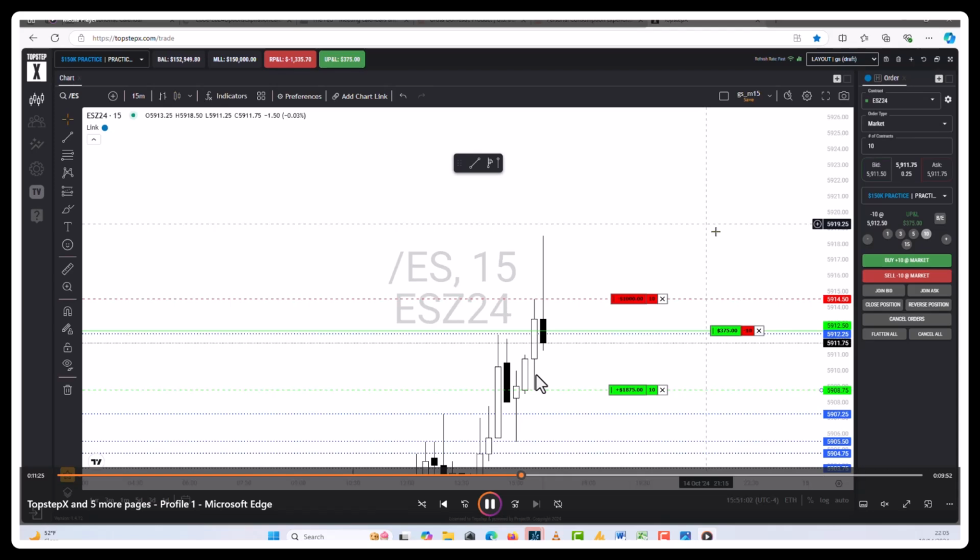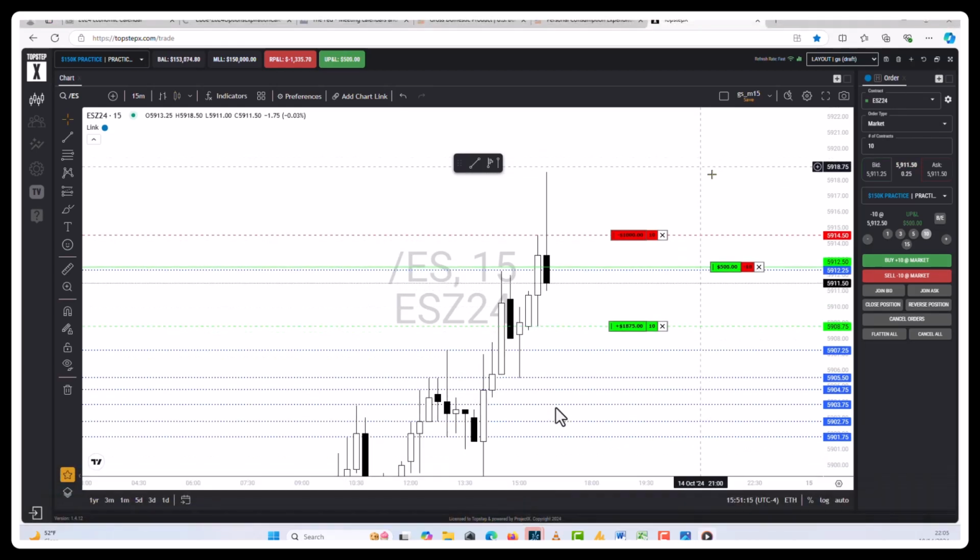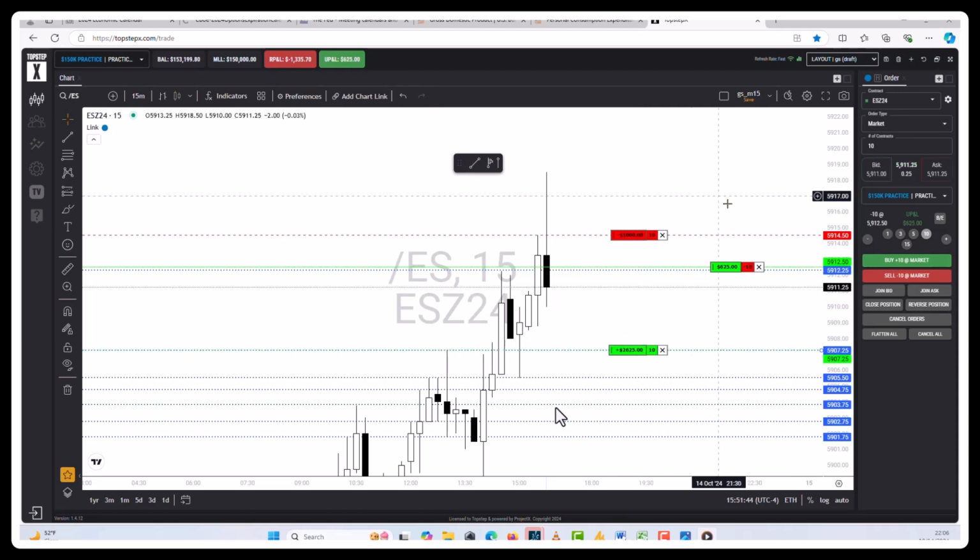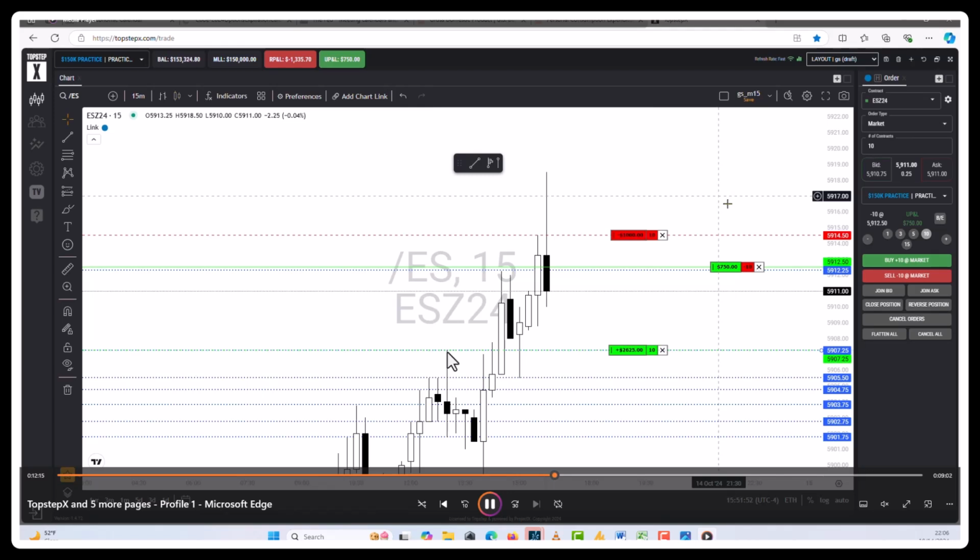And we aim just at the low of this candle range right there. See that? And let's see if we hit that target first. Yeah, we move the target right there to this candle low.